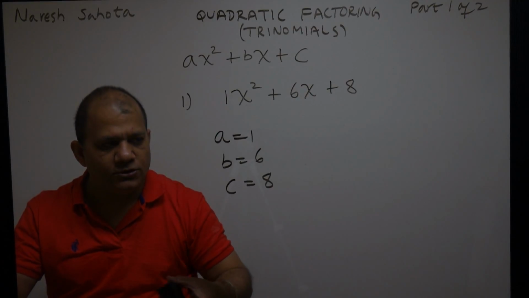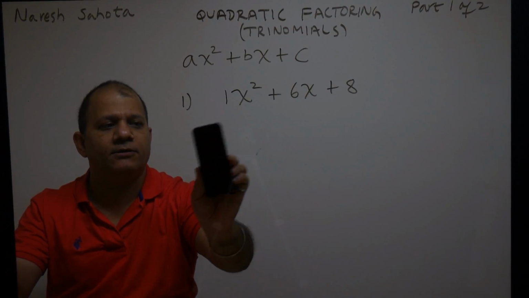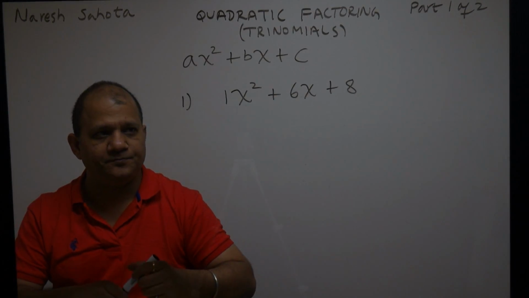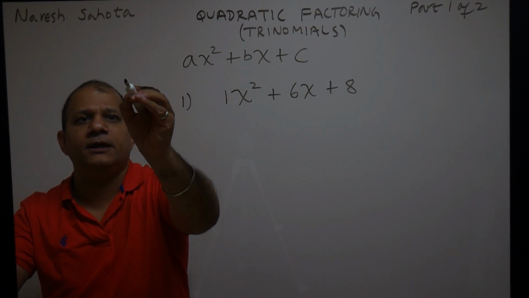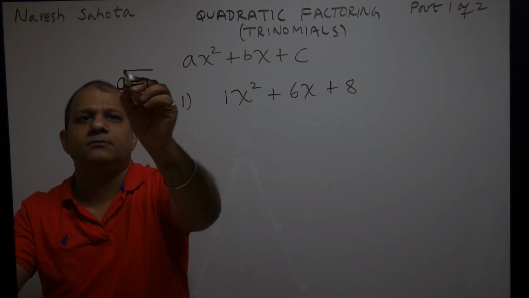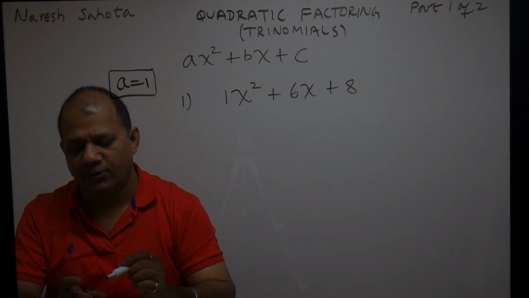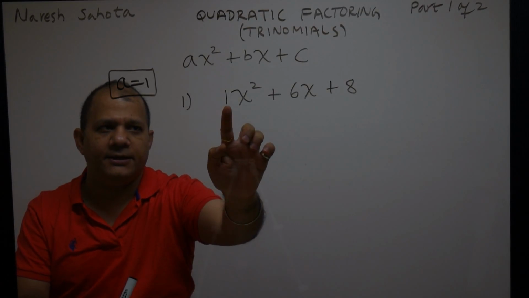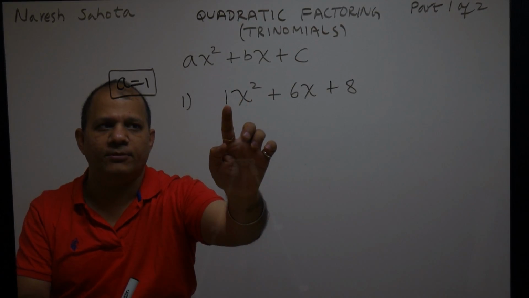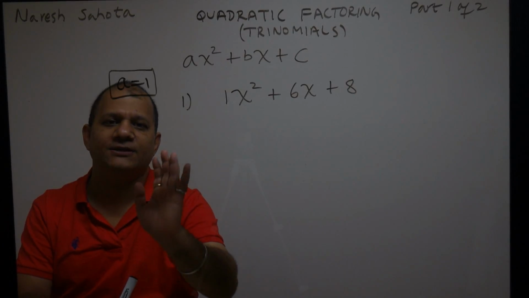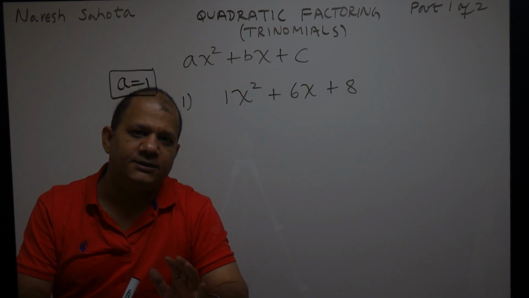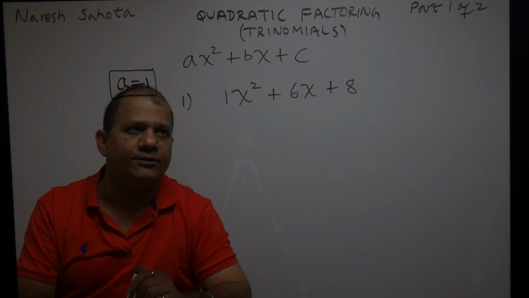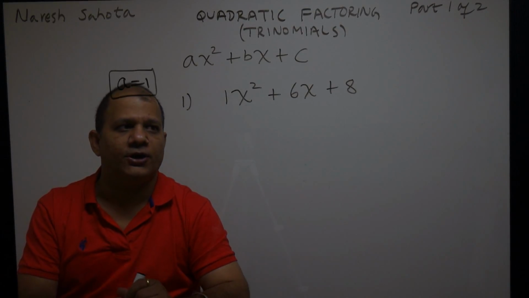One thing I want to point out here is that the factoring we're learning is where a equals 1. That's the type of factoring we're going to learn in this tutorial. Here a, the coefficient of the x squared term, is 1. That's what we're focusing on in this tutorial, which is made up of 2 videos, this video and the next video. Alright, let's get started.